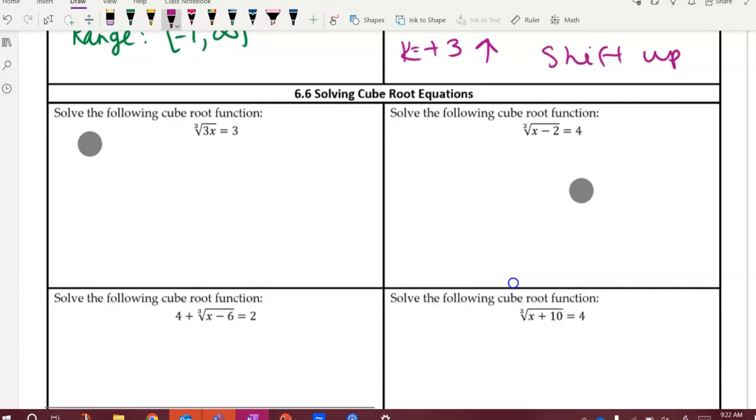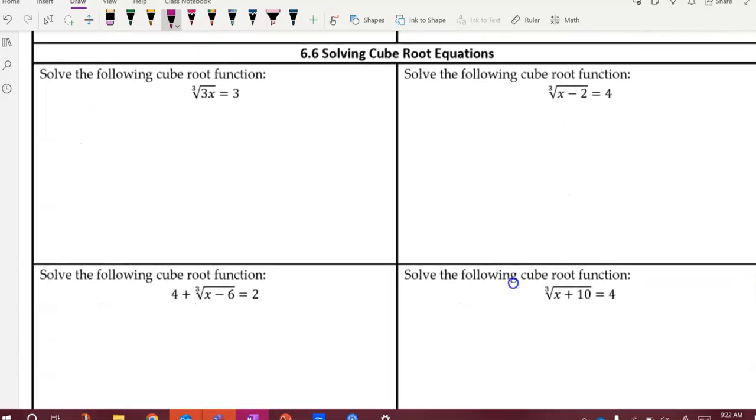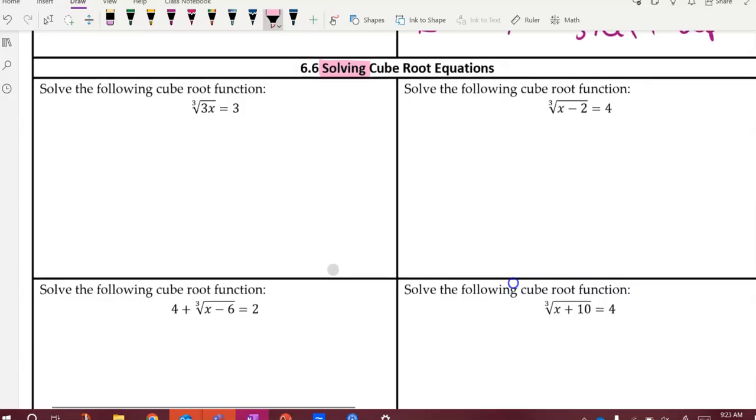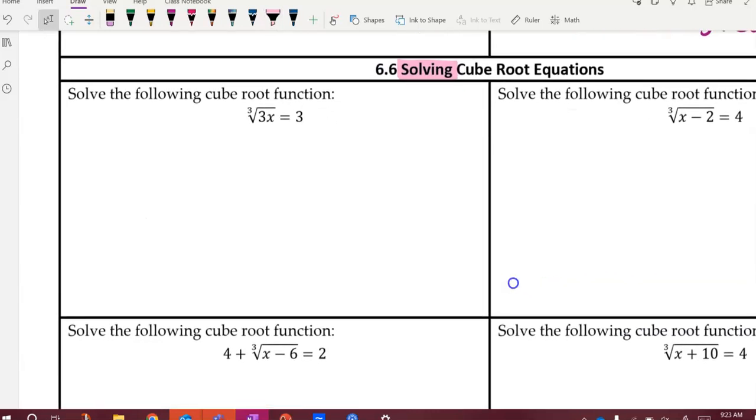All right, moving down, and if I'm moving too fast, make sure you pause the video. Solve the following cube root equation. All right, so now we are solving, which means we want to get x by itself. Before we can touch this x, it is inside the cube root. So how do we get rid of the cube root?